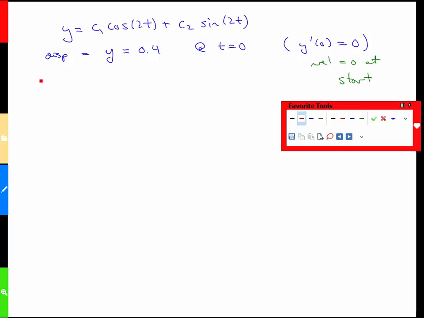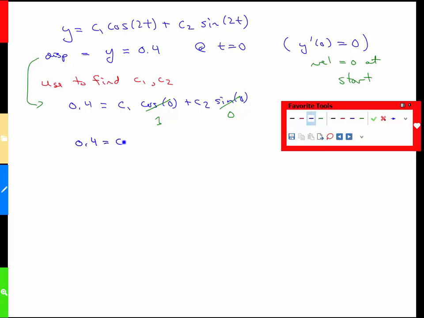So what we do is simply use those pieces of information to find C1 and C2. The first point here gives us that 0.4 has to equal C1 cos of 0, because we're plugging in t equals 0, plus C2 sine of 0. And sine of 0 is 0, cos of 0 equals 1. So we get a really nice equation here, 0.4 equals C1.